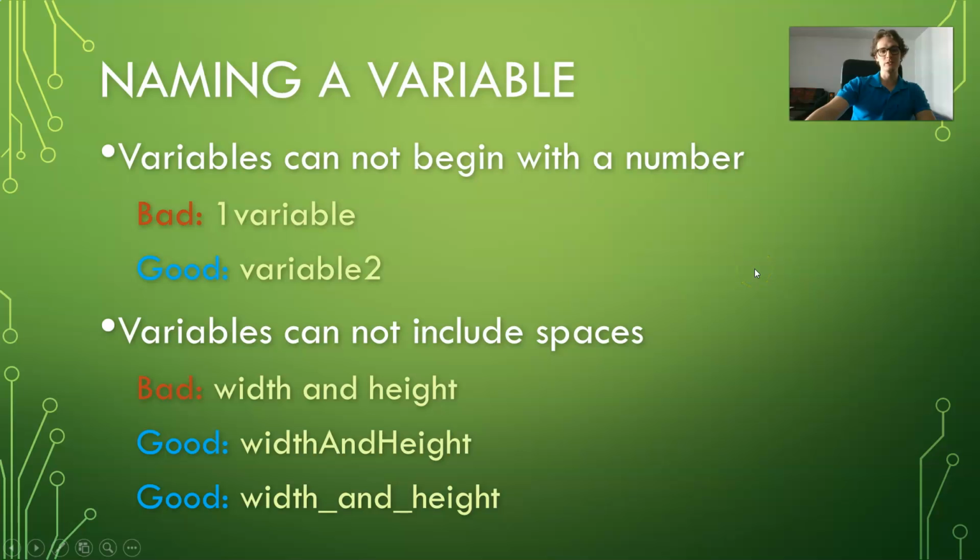Variables cannot include spaces. Bad would be width, space, and space height. The computer is going to read this as width is one variable, and then it's going to think and height is something else. It's going to get very confused, okay? So no spaces in a variable name. Good would be width and height, or width underscore and underscore height.